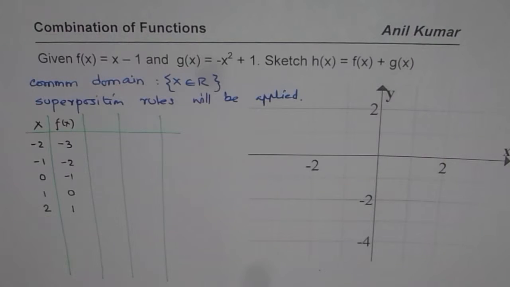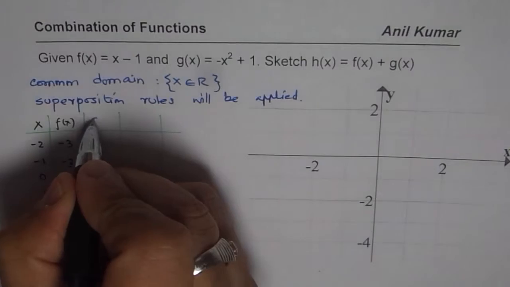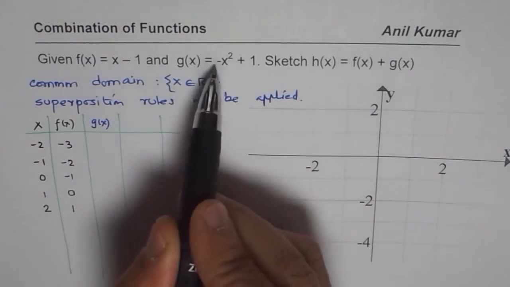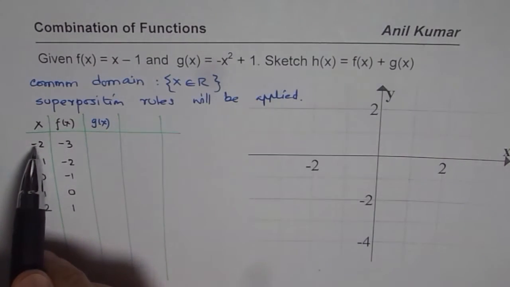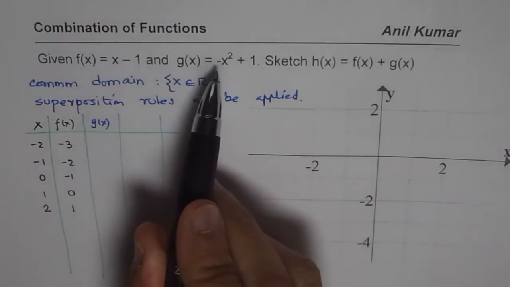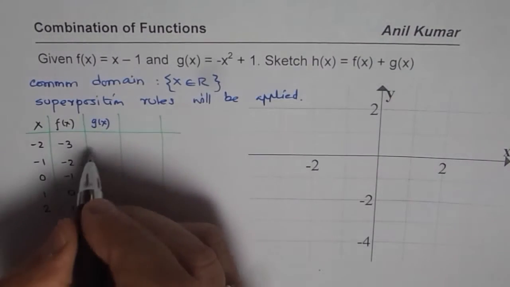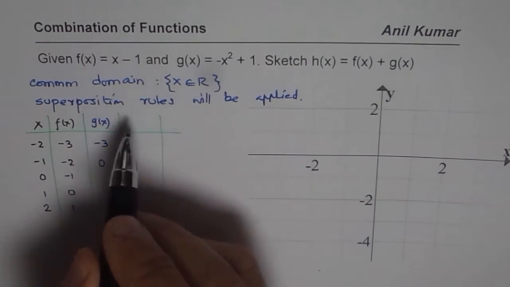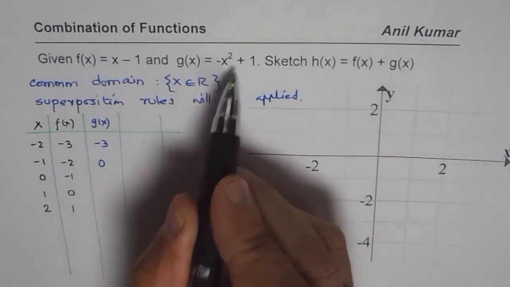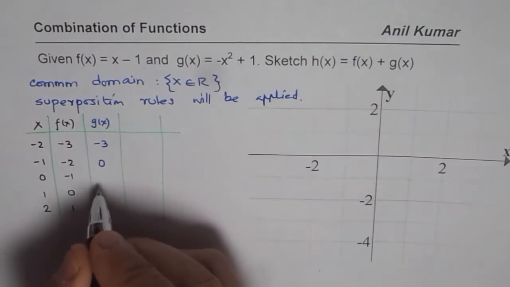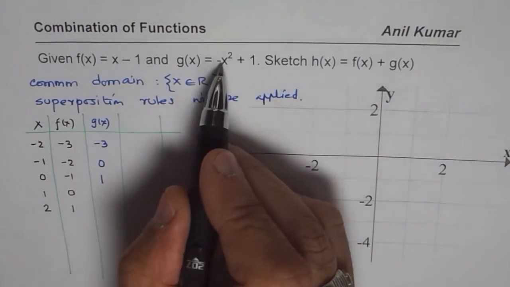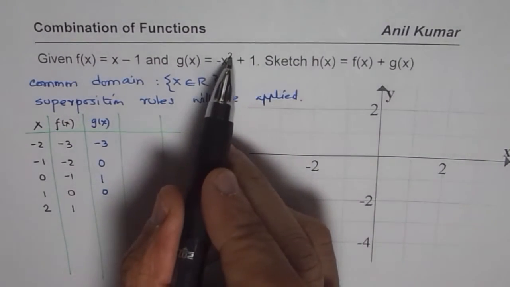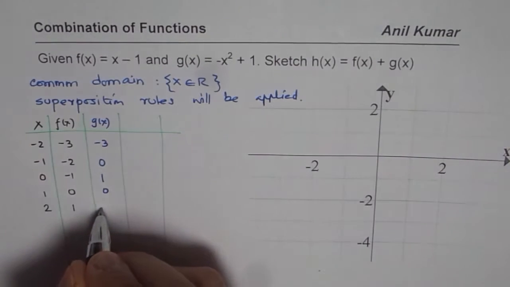Let me use another color for g of x. For g of x, we have minus x squared plus 1. See, the minus is outside, so when you square minus 2, you get positive 4, but then you should do minus 4. Plus 1 will give you minus 3, correct? Minus 1 squared means 1, so minus 1 plus 1 is 0. When I substitute 0 here, I get 1. If I substitute 1 here, I get minus 1 plus 1, which is 0. If I substitute 2 here, 2 squared is 4, minus 4 plus 1 gives me minus 3.